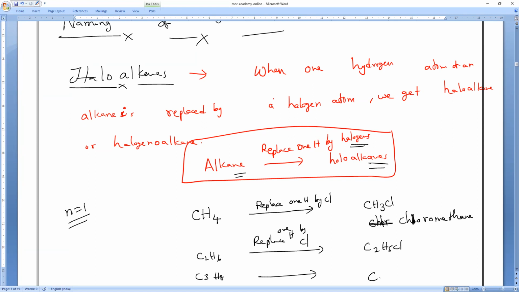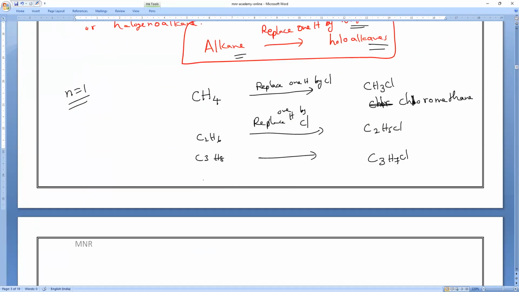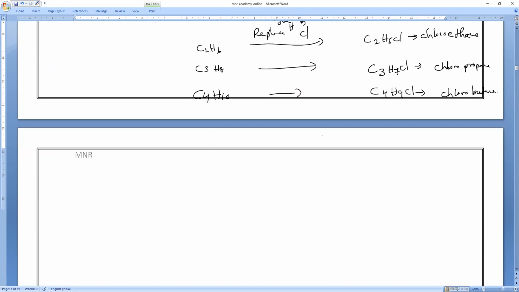I am trying to make more so that you will get practice. Next, C3H8 becomes C3H7Cl. Next, C4H10 becomes what? C4H9Cl. What is this called? Chloroethane. Next one, make it fast. Chloropropane. Okay. Next one, everybody. Chlorobutane.